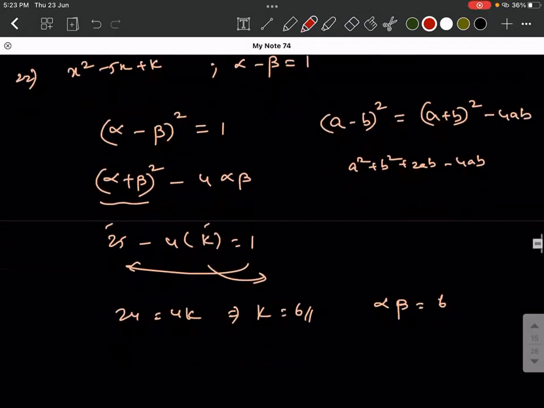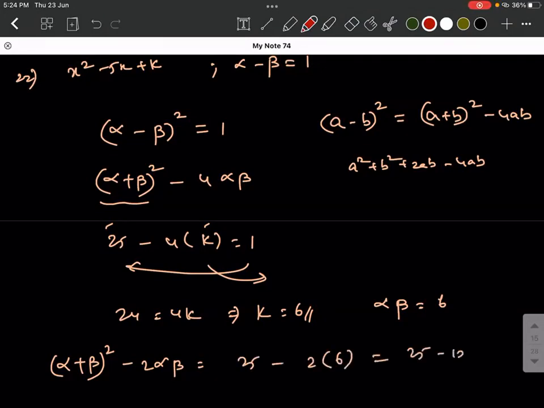But what is alpha square plus beta square? Alpha plus beta the whole square minus 2 alpha beta is alpha square plus beta square. So alpha plus beta the whole square is 25 minus 2 into alpha beta, which is 6. So 25 minus 12 is 13. So what is the right answer? All of these.